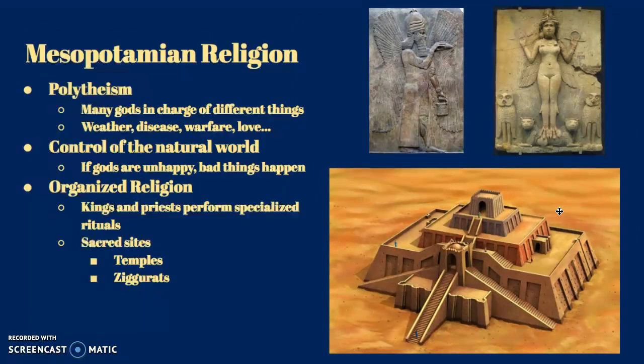So let's look first at the religious system developed in Mesopotamia. In many ways, this religious system can be viewed as Mesopotamia's attempt to deal with the problems of the natural world, like flooding and warfare and disease and stuff like that.